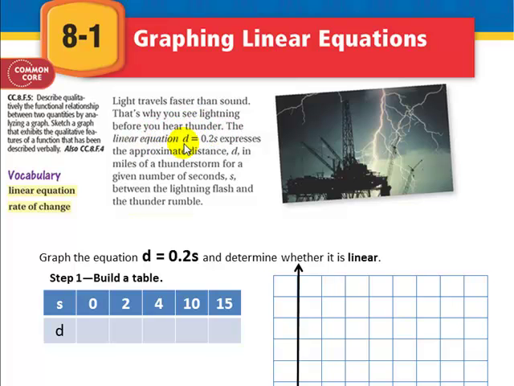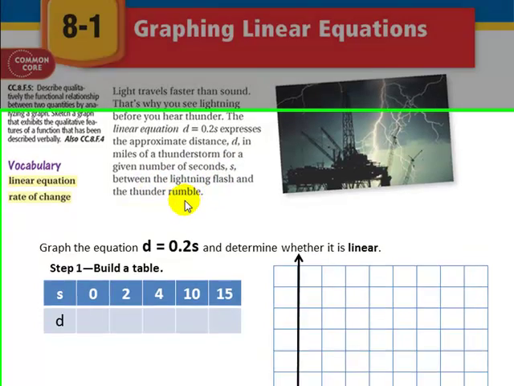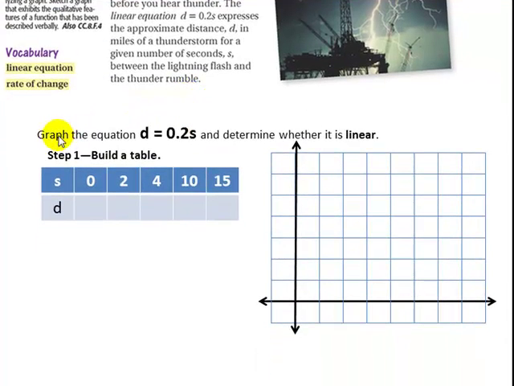The linear equation d equals 0.2s, or 2/10 times s, expresses the approximate distance d in miles of a thunderstorm for a given value of s between the lightning flash and the thunder rumble. So for example 1, we're going to graph d equals 0.2s and determine whether it's linear. Well, from up above we already know that it is a linear equation, but we'll look at why it is linear.